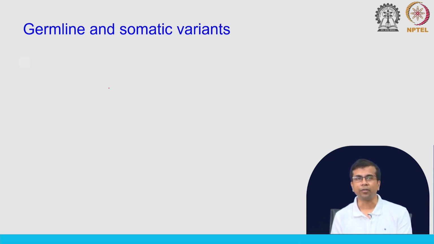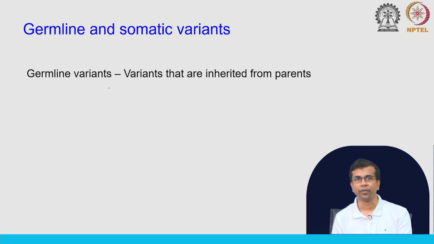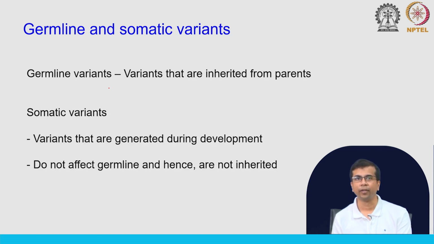So, we have introduced these two terms, germline and somatic variants. What are they? Let us define those. Germline variants are variants that are inherited from parents. As you know, in the zygote we have one copy of the chromosome from the father and one copy from the mother, and these variants are inherited from the parents. So, these will be present in the zygote and subsequently in all cells arising from the zygote.